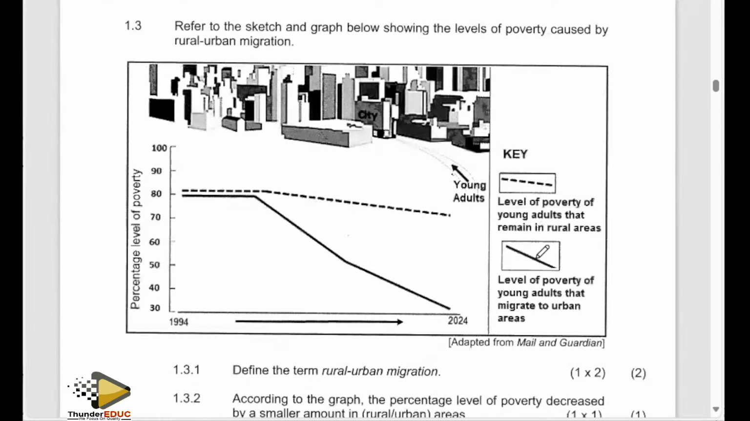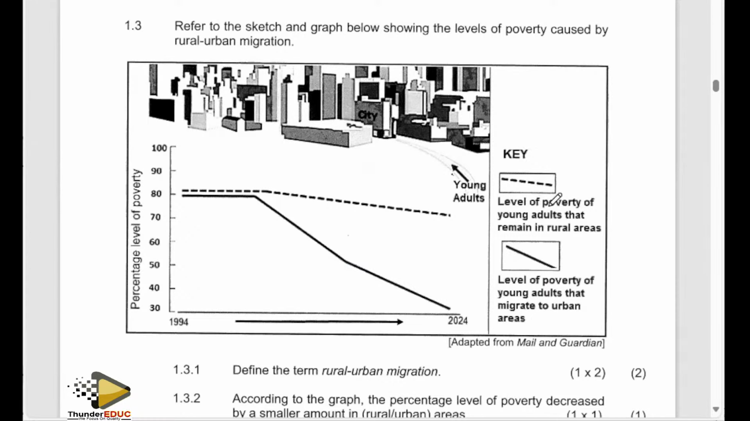Right, the next question is: refer to the sketch and graph below showing the levels of poverty caused by rural-urban migration. You should be able to figure out the trends on the infographic given on the graph. If you check on this graph, starting from 1994 to 2024, it has the percentage level of poverty, which means these readings are representing the percentage level of poverty. And we also have these indicators of the two graphs.